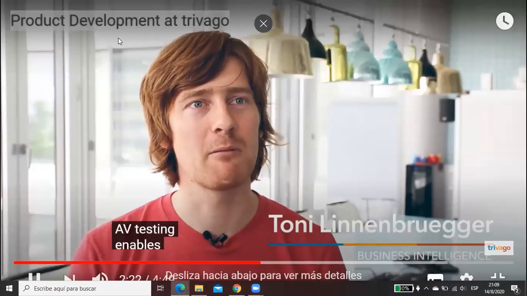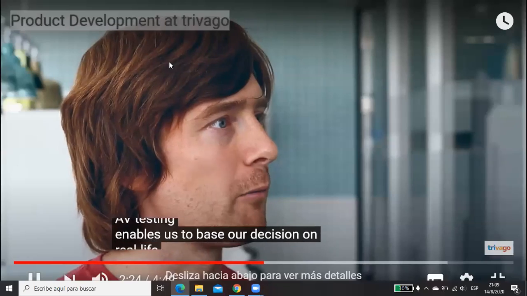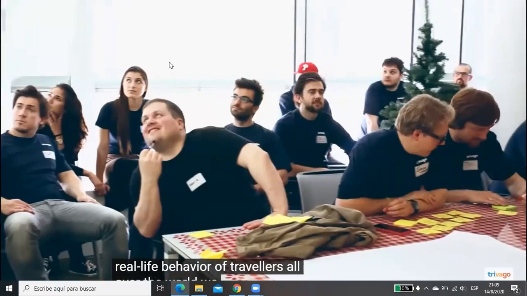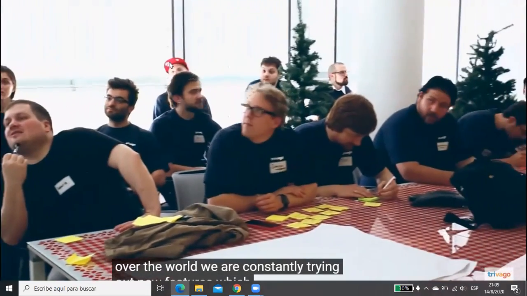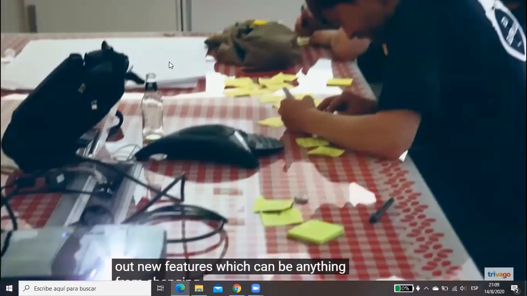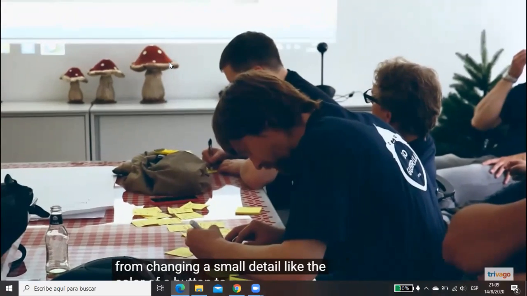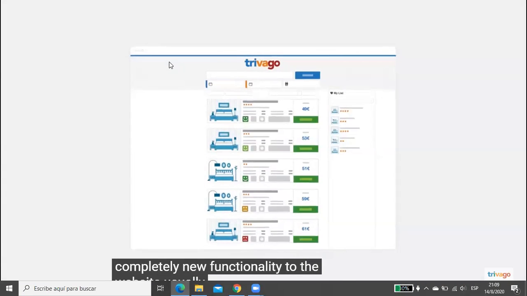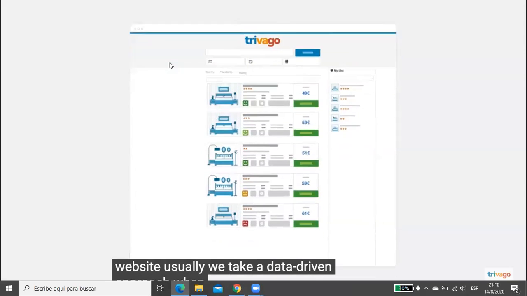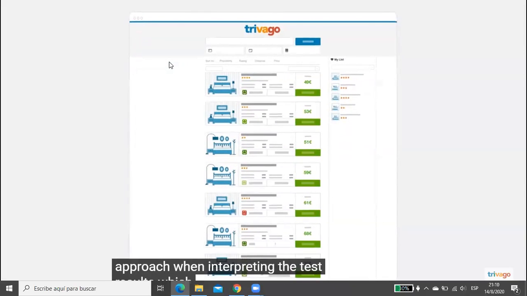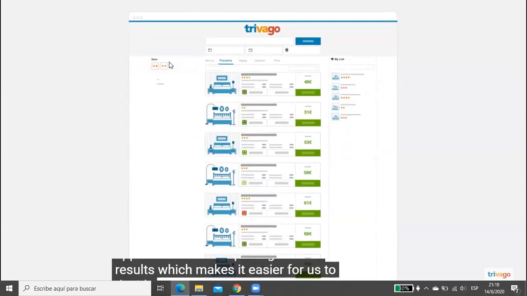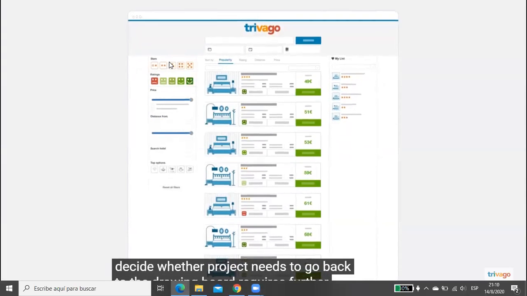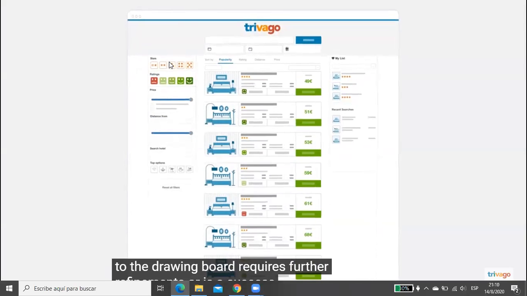A/B testing enables us to base our decision on real-life behavior of travelers all over the world. We are constantly trying out new features, which can be anything from changing a small detail like the color of a button to introducing completely new functionality to the website. Usually we take a data-driven approach when interpreting the test results, which makes it easier for us to decide whether a project needs to go back to the drawing board, requires further refinements, or is a success.